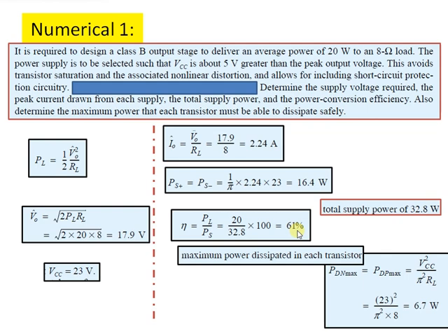And finally, the maximum power that each transistor must be able to dissipate is PDN max, equal to PDP max, which is equal to VCC square divided by pi square into RL. So VCC square is 23 square, pi square into RL is 8. That gives you a value of 6.7 watts.